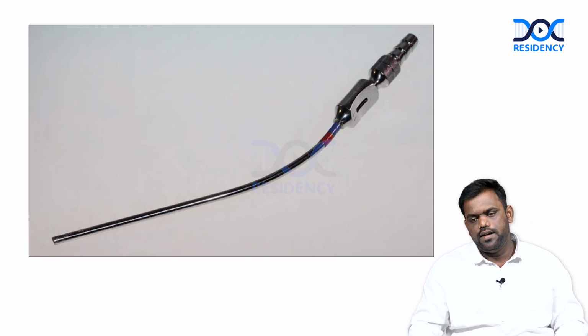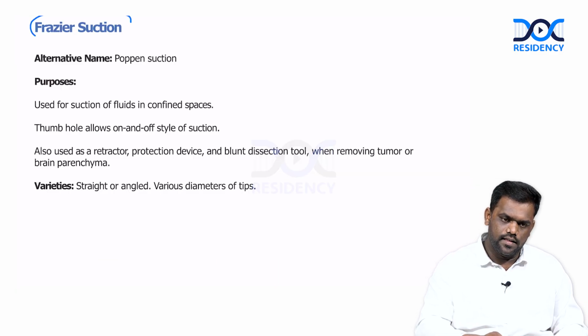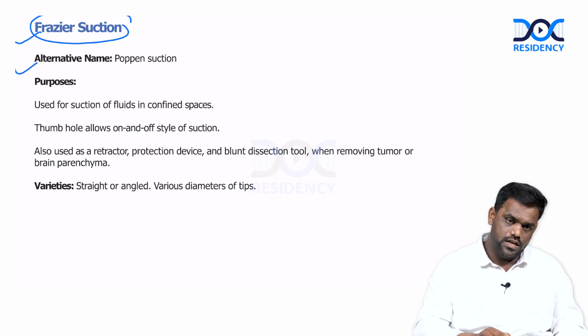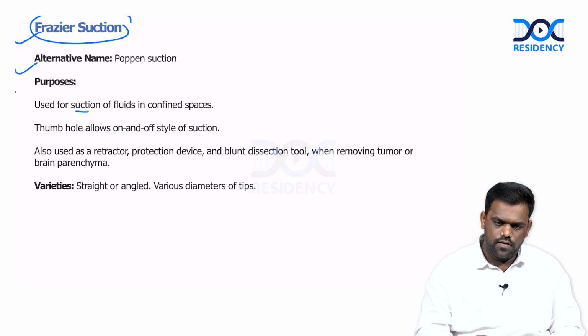Next, what is this instrument? This is a workhorse instrument for neurosurgery. This is the Fascia suction. They can also call it a Poppen suction. What is the purpose? It can be used for suction, and it has a thumb hole, which allows on and off style of suction.